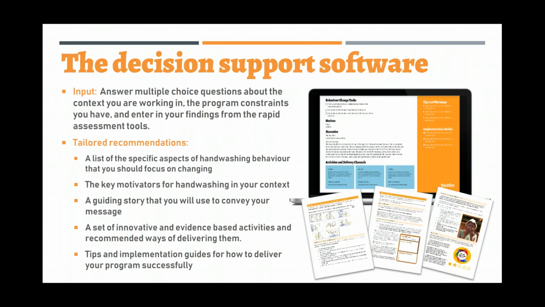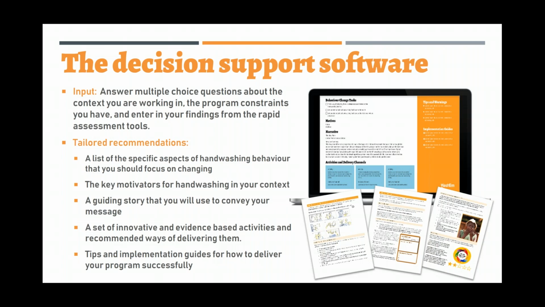So then, once you return to your office after collecting data with these tools, you can open up the free WashM software. You're guided through a set of multiple choice questions, which you'll answer. These questions will cover information about your context, your program design constraints, so for example, the duration that your program is running for and the amount of funding that you have available. Then you will enter a summary of the findings that you collected from your rapid assessment tools. What you will get out is recommendations that will cover these following components.